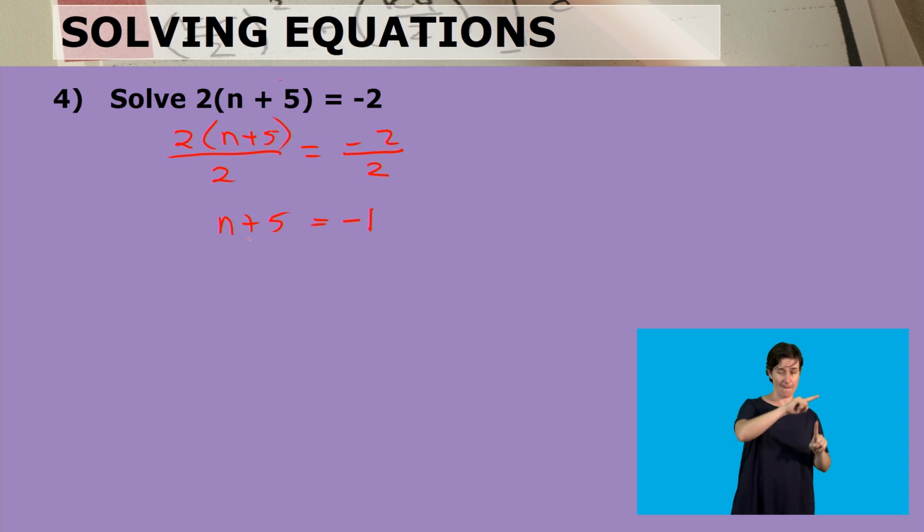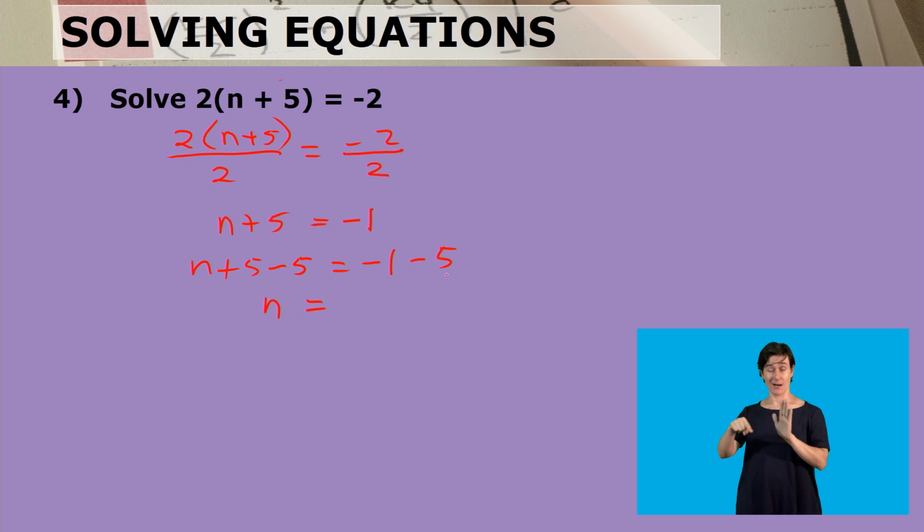And then the additive inverse of 5 is negative 5. So it would be n plus 5 and negative 5, and then negative 1. And we add that negative 5 on the left as well. 5 plus negative 5 gives us 0. So 0 plus n is n. And on the right-hand side, negative 1 minus 5 is negative 6. So n is negative 6.